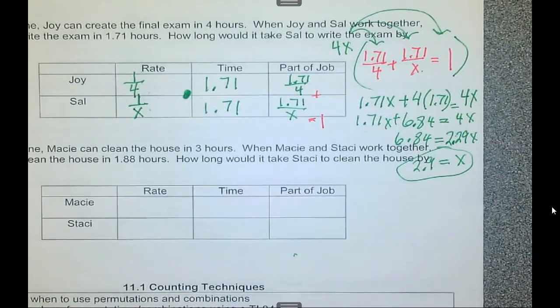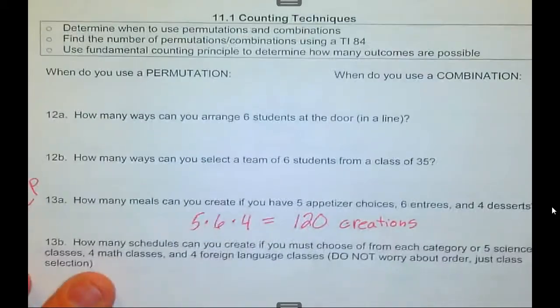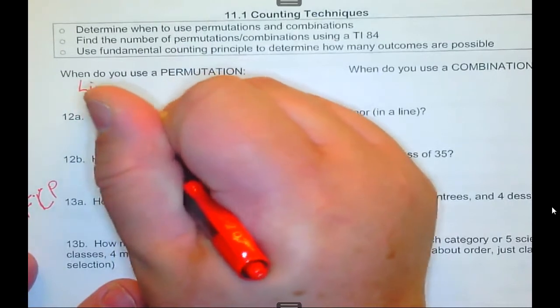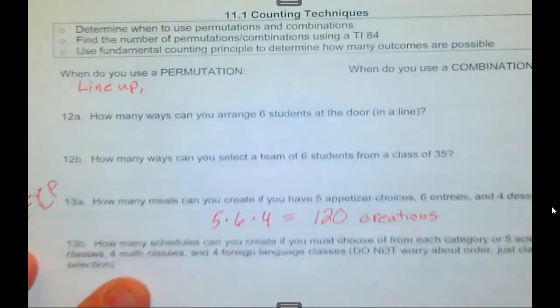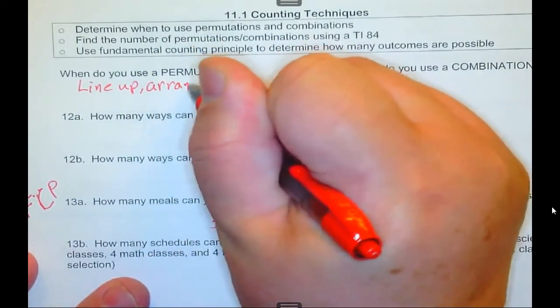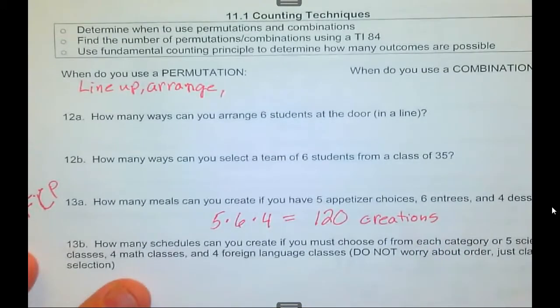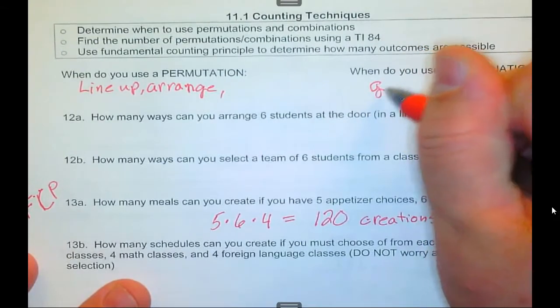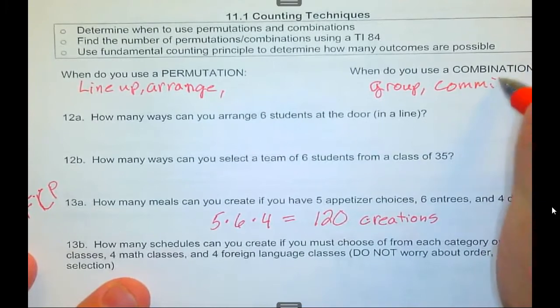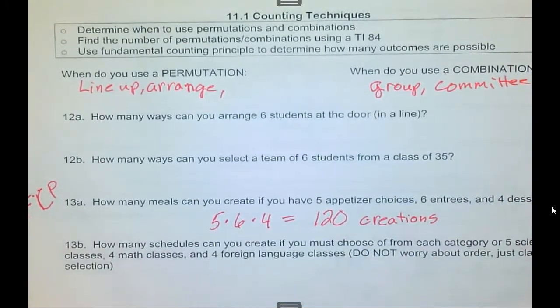When do you use permutations? Let's see, when you line up. Arrange, I think, was another one, right? Arrange, I think I put. And range, line up. I can't remember the last one. How about combination? Group, committee, team.